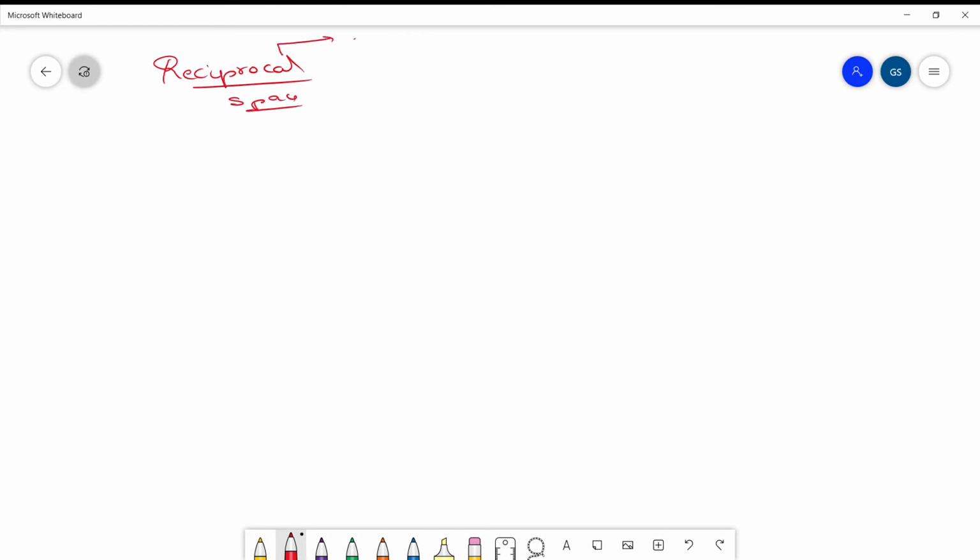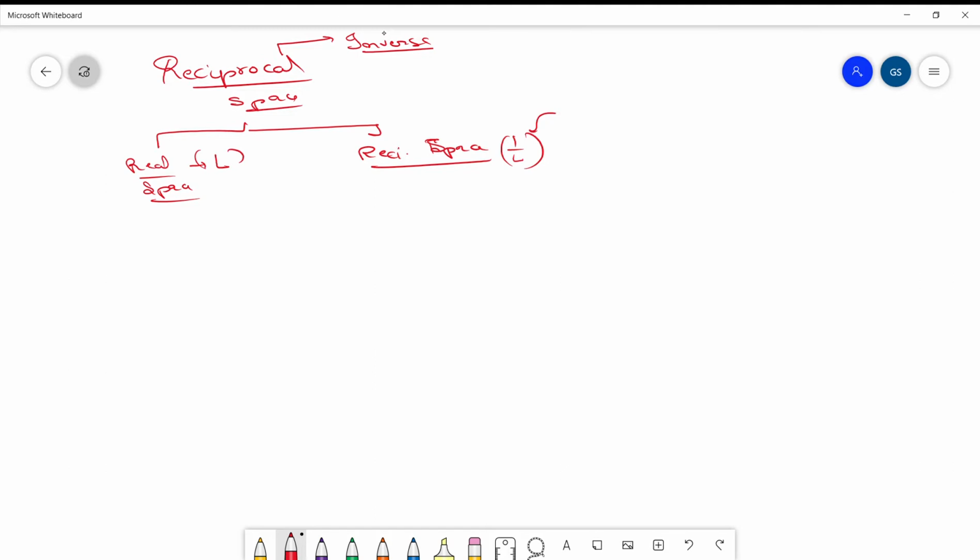Reciprocal means inverse, so reciprocal space actually means inverse space. That is, if a real space has a dimension of length, reciprocal space will have a dimension of 1 by length. So it is a general characteristic of a reciprocal space. It will have a dimension of 1 by length instead of length. And why do we need this 1 by length dimension? If we get to know this, it will be easy for us to understand reciprocal space.